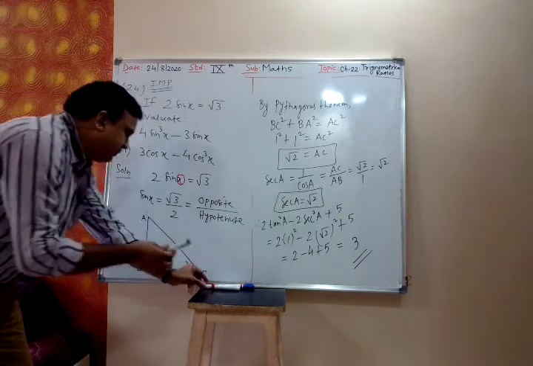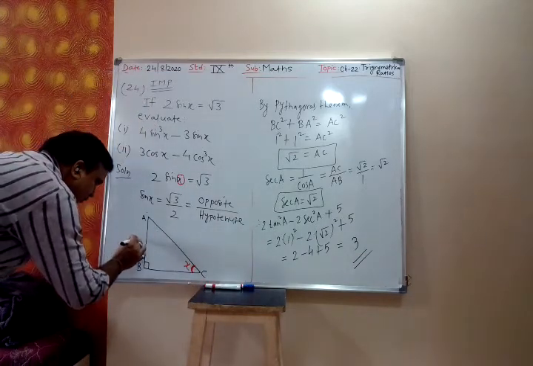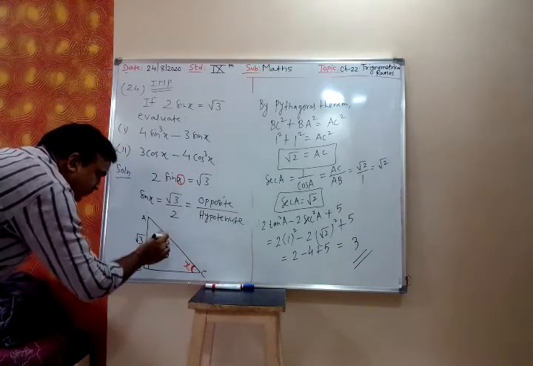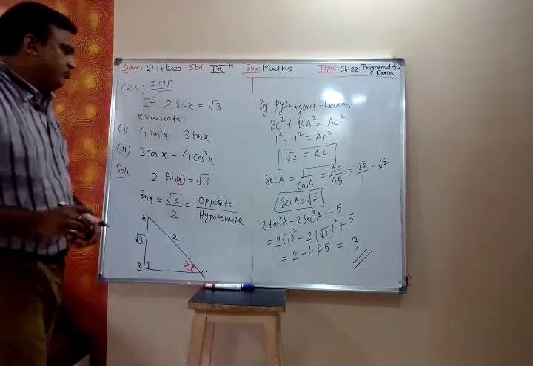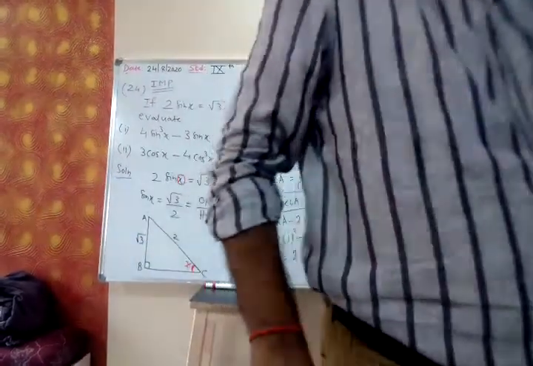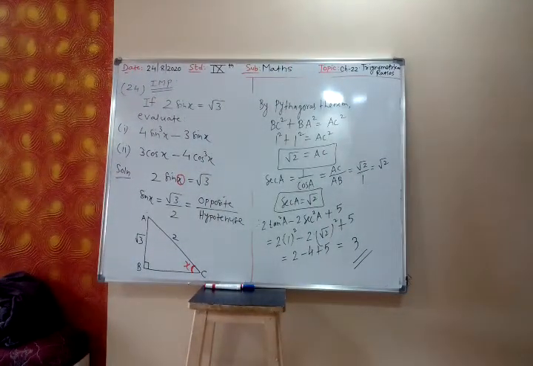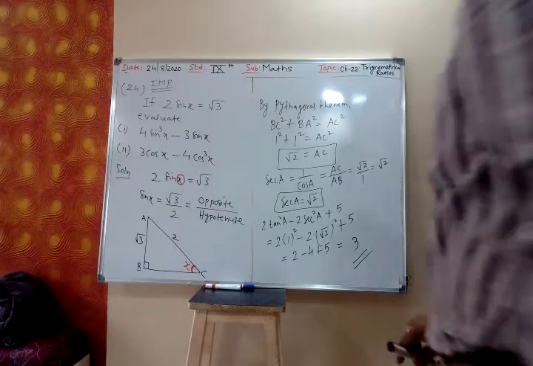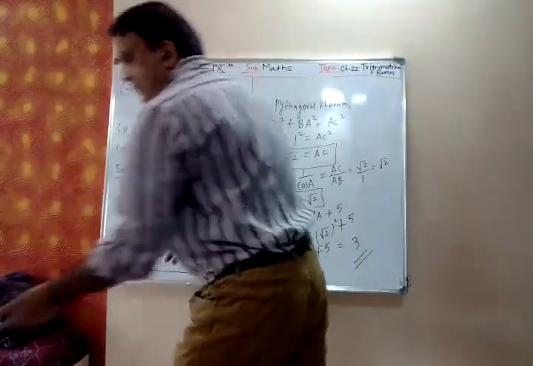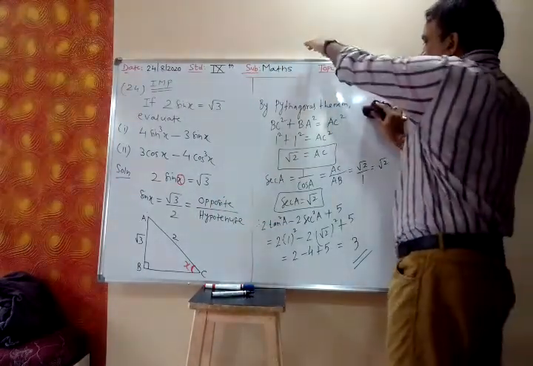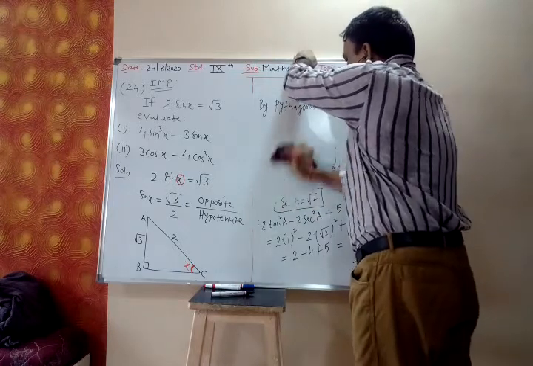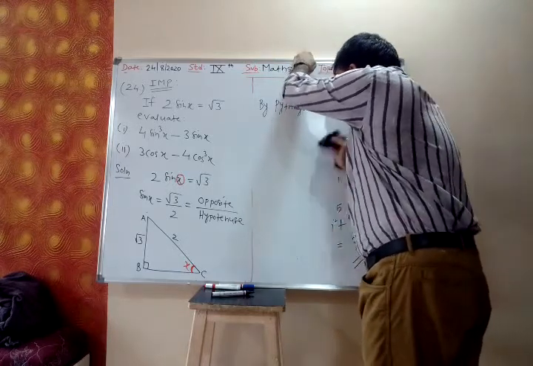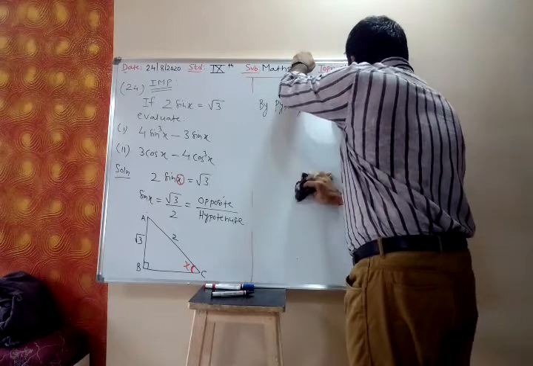So sin X is opposite, which is AB, root 3, upon hypotenuse. Hypotenuse is 2. So using Pythagoras theorem, find BC. BC is 1.